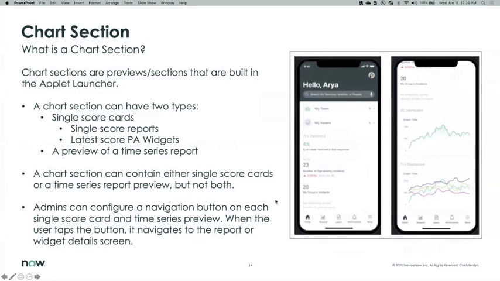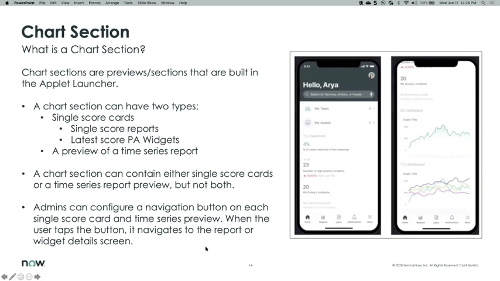So you have sections. What that means is that you can have two types of sections. You can have a single score, or you can have a preview of a time series report. If you have a single score report and a single score PA widget, those can be in the same section, which is what you're seeing here, but you would have a different section for a time series report. It may be lower down on your list, but from a section perspective, time series and single score cannot go into the same section. Again, it cannot contain both.